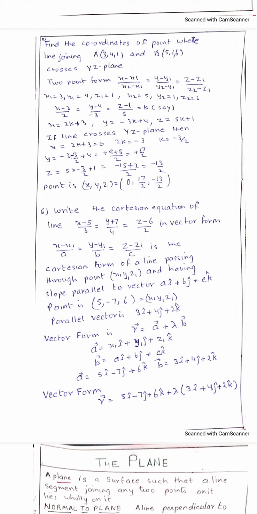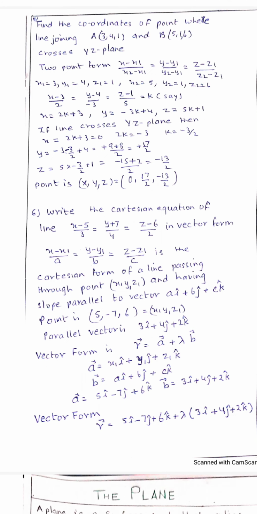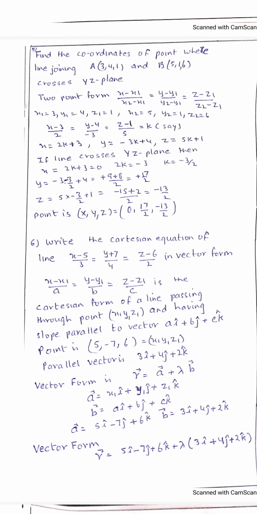Find the coordinates of the point where the line joining A(3, 4, 1) and B(5, 1, 6) crosses YZ plane. Now some of the knowledge of the three-dimensional geometry you have studied in class 11 is used here. The 2-point form is (x - x1)/(x2 - x1), (y - y1)/(y2 - y1), (z - z1)/(z2 - z1). x1 y1 z1, x2 y2 z2 is given to us. The equation of the line in a general form can be written, put it equal to k. X becomes 2k + 3, y becomes -3k + 4, z becomes 5k + 1.